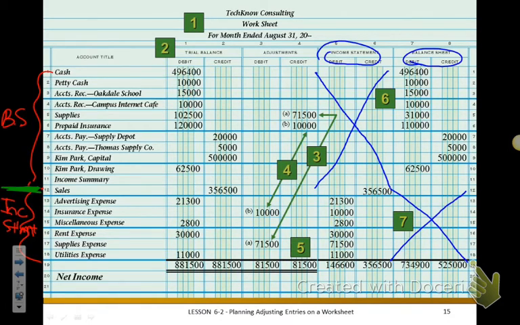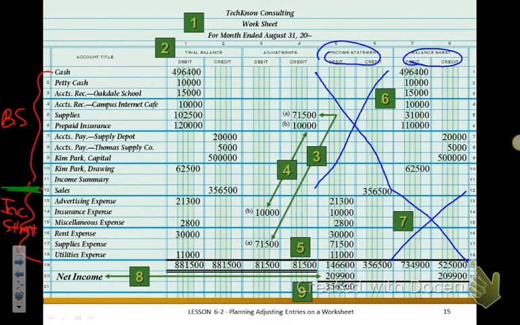So now we've got that total. We've got a net income. We have to do something with that. We're going to reflect the difference between these two by putting the difference. When we have a net income, we're going to add it to the debits column, and we're going to add it to the credits column under the balance sheet, because ultimately it's going to have a positive impact on our owner's equity.